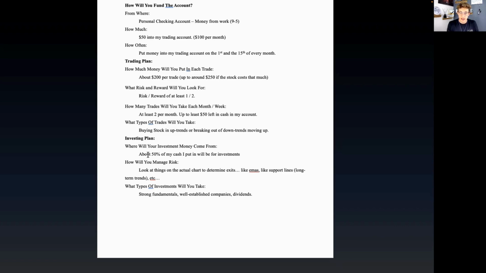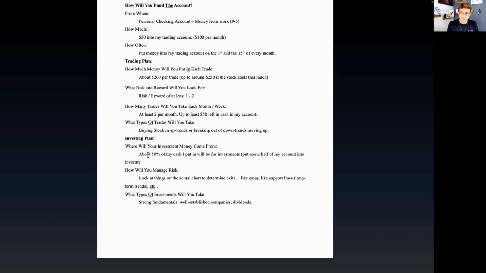Investments, right? So basically my plan here is to put about half of my account into investments and then hold those investments for a longer time frame. So basically, the idea is that when I put cash in my account, I want to put about half of my account into investments at any given time.